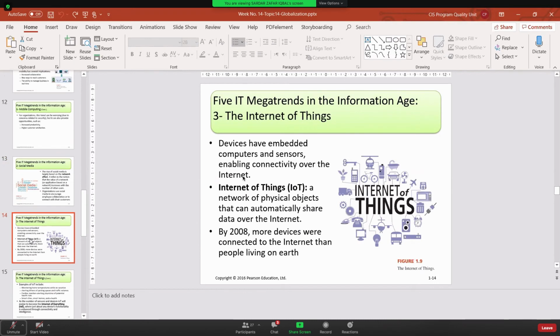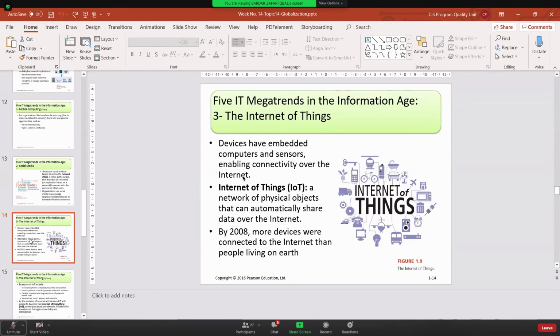Okay, next we have the Internet of Things. What is Internet of Things? Devices have embedded computers and sensors enabling connectivity over the internet. IoT is a networked physical object that can automatically share data over the internet. By 2008, more devices were connected to the internet than people living on Earth.